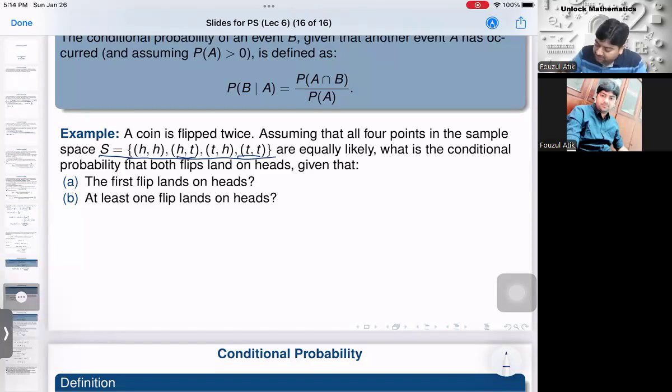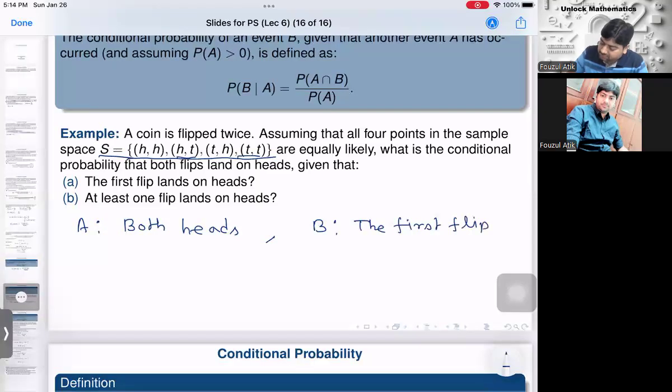Now, you denote that, suppose A be the event that both land on head. So both the coins heads. Suppose B is the event that the first flip is head, and C be the event such that at least one flip lands on head.